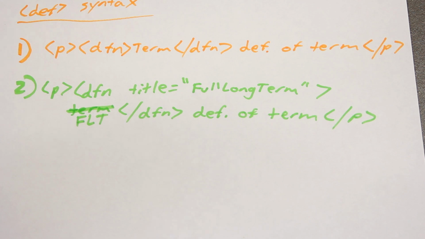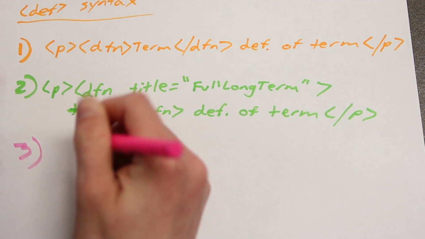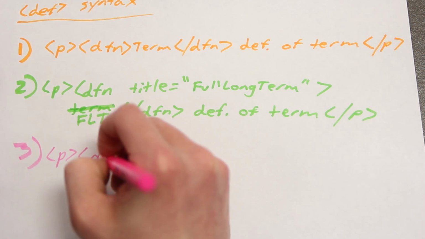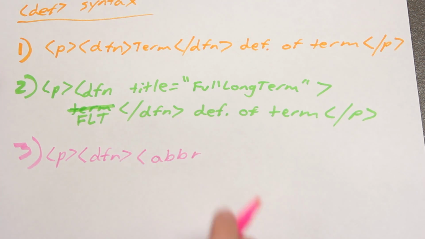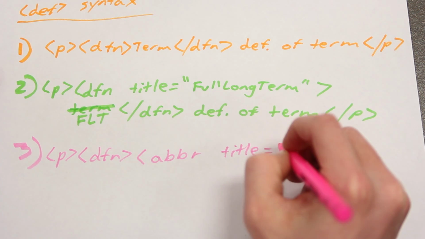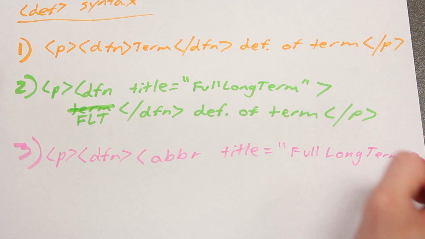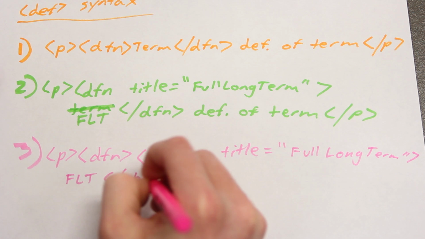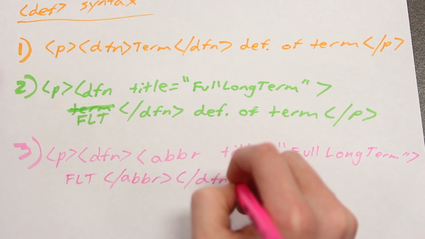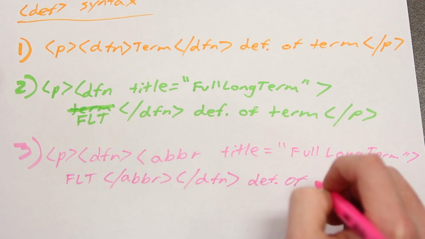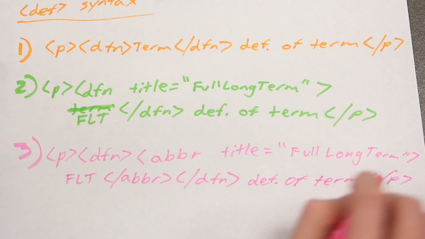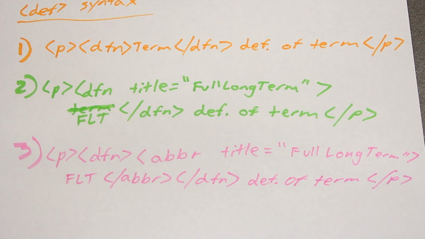The third syntax is by actually putting an abbreviation tag inside of the definition tag. The syntax for this is opening the paragraph tag, opening the definition tag, opening the abbreviation tag, and inside the abbreviation tag you set the title attribute to whatever the abbreviation is that you're going to be putting. And then you put the term, then you close the abbreviation tag, then you close the definition tag, then you write out the definition, then you close the paragraph tag.